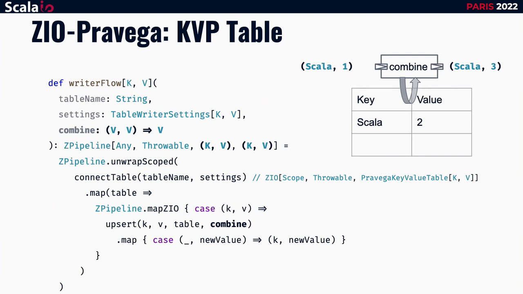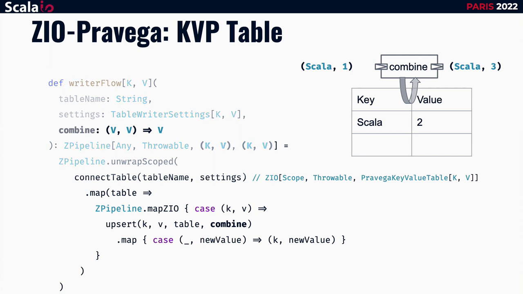The last part is the KVP table. The use case of the KVP table is there, okay? I have a tuple, a key value. I want to retrieve the state in the key value table. I just want to count how many times I saw Scala in the stream. I saw it 2 times before. It arrives there, it will read the value in the key value table and combine the two results, 1 and 2, to make 3.